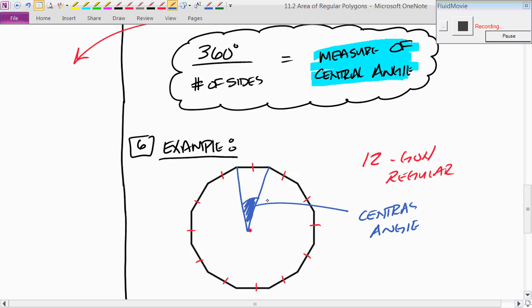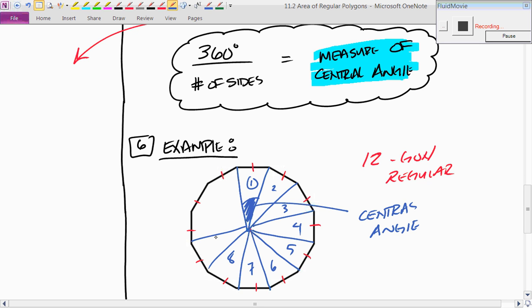So this is a central angle right here. If this was the first one, notice that if I did this every single time, that'd be the second one, and then the third one, and then the fourth one, and then the fifth one. So how many of these would I have, guys? 6, 7, 8, 9, 10, 11, and then finally there's 12, right? So how do you find the measure of each one of those angles? Well, I just take 360 degrees and divide it by the number of sides, which is 12. So what would each of those angles have to be? Each one would have to be 30 degrees, right? So the central angle is a 30-degree central angle.